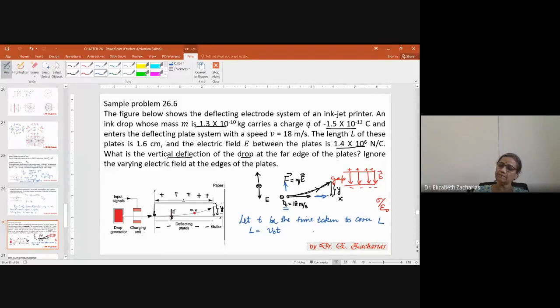Are you convinced? Because along the x direction, the velocity is a constant. Therefore, it is going to move with the same speed only. Therefore, L will be equal to V naught into t, if t is the time taken to cross.